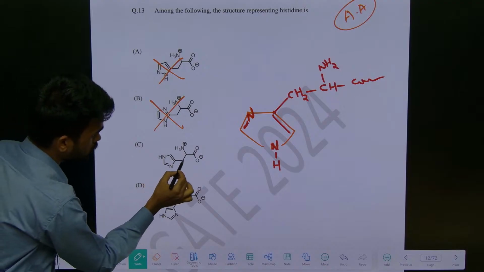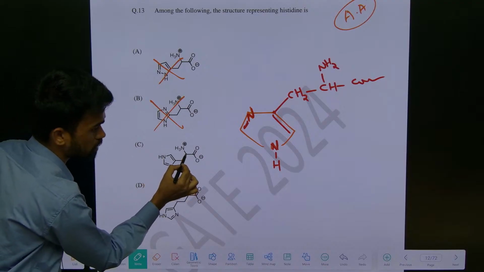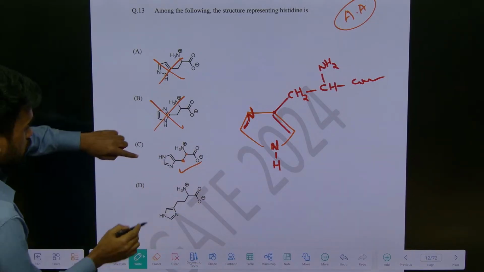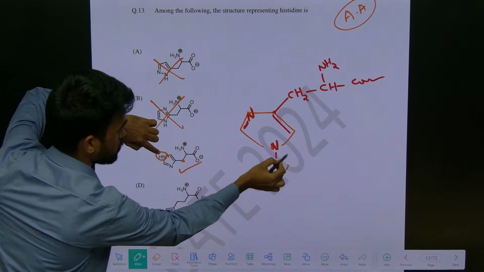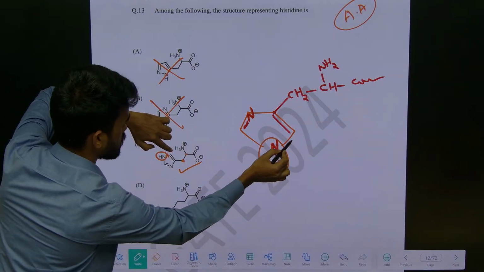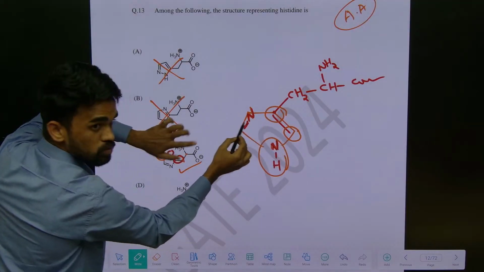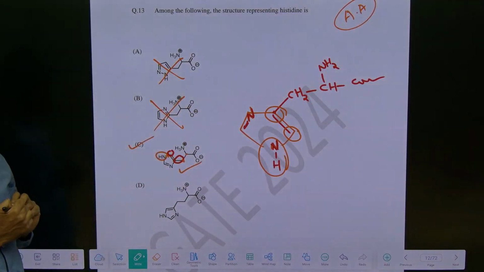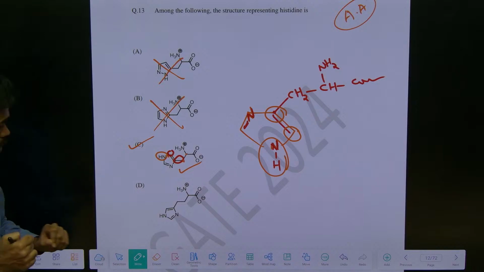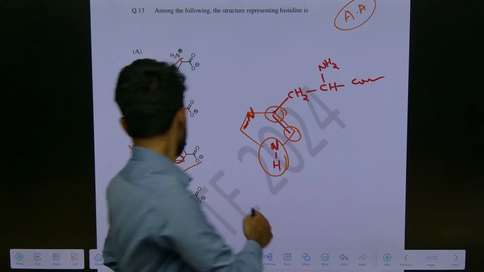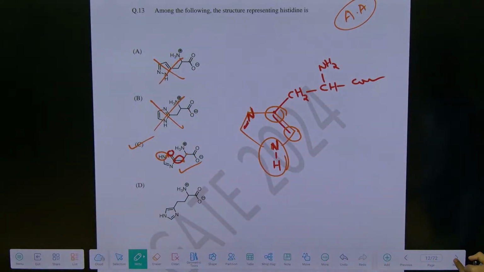Here one carbon, next on this alpha amino acid, this is perfectly correct now. See, NH, NH, the next carbon is left blank and the next carbon is attached with this one. So perfectly C. Is this correct or not? Right. I told you, that's it, this is correct. Okay, next.